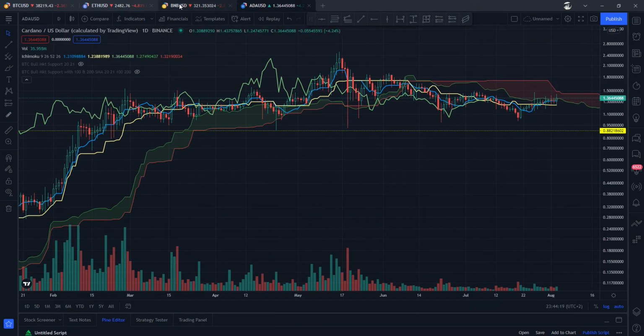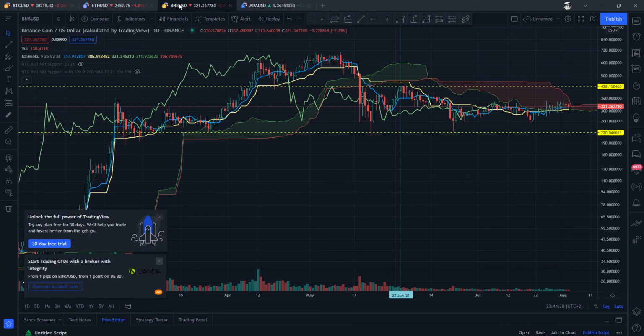Okay, quickly let's go to Binance, and here something similar, but as you can see here, the price range is inside the cloud. Again, that's consolidation. That means that as a trader, you must be patient when you go by the rules of Ichimoku.